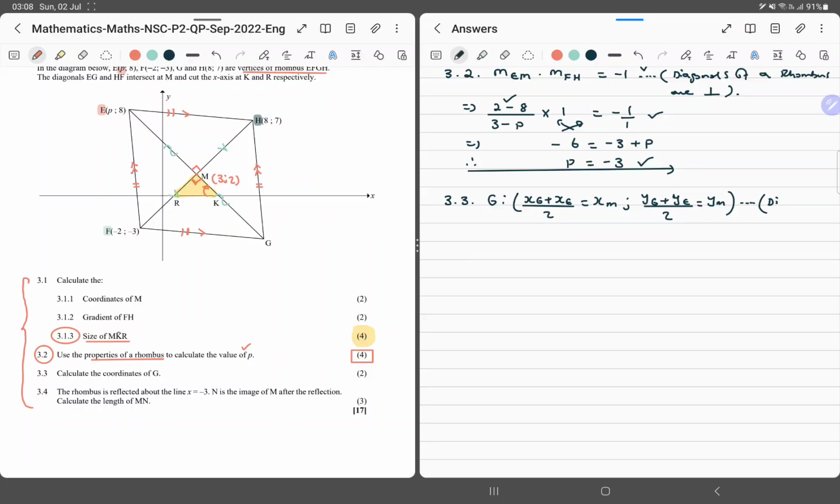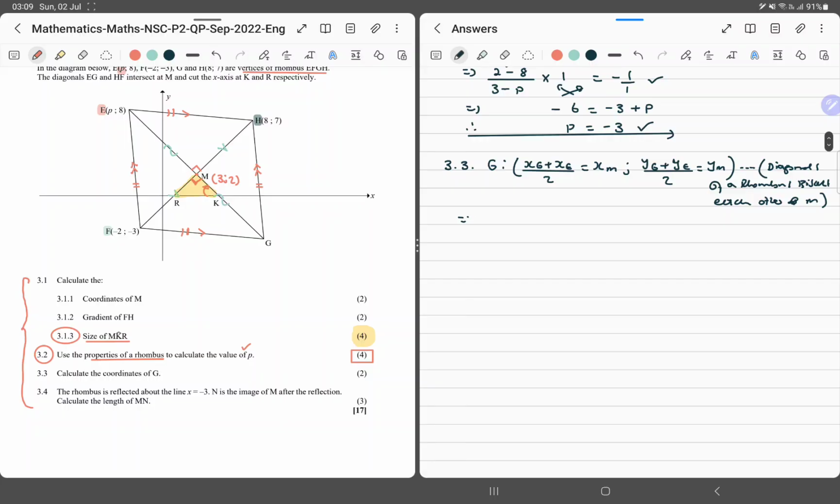Why? We know that the diagonals of a rhombus bisect each other at M. The reason is becoming longer, I don't like it. This implies that for G, x at G minus 3 over 2 should give us a 3. Okay? And y at G plus y at E, which is an 8, over 2 should give us a 2.